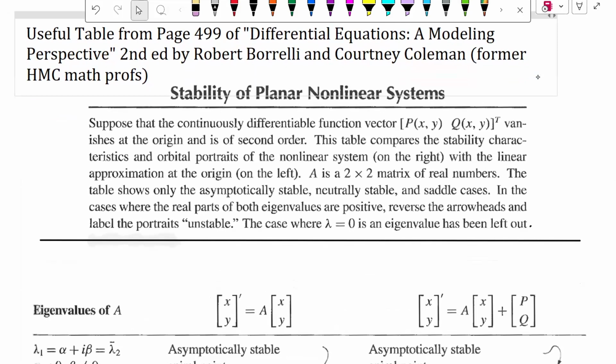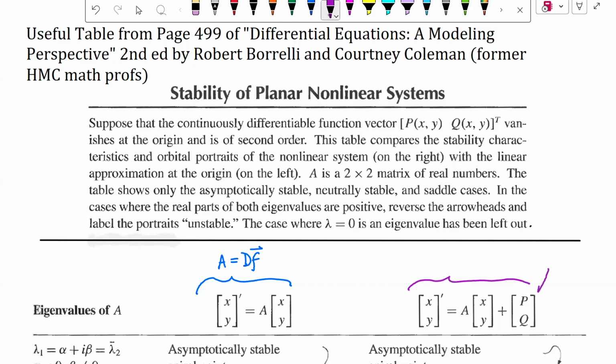This is a table that connects the linear to the nonlinear system analysis that comes from the textbook by Borelli and Coleman. These were former Harvey Mudd math professors. They've used slightly different notation from what we have used here, but what we can see is we are looking at a linearized system where A is in fact our Jacobian matrix, and that is approximating our nonlinear system where we do have some remainder term from the Taylor series. For this particular chart, we're looking at a matrix that is a 2x2 matrix of real numbers. And the table is only going to show the asymptotically stable, neutrally stable, and saddle cases.